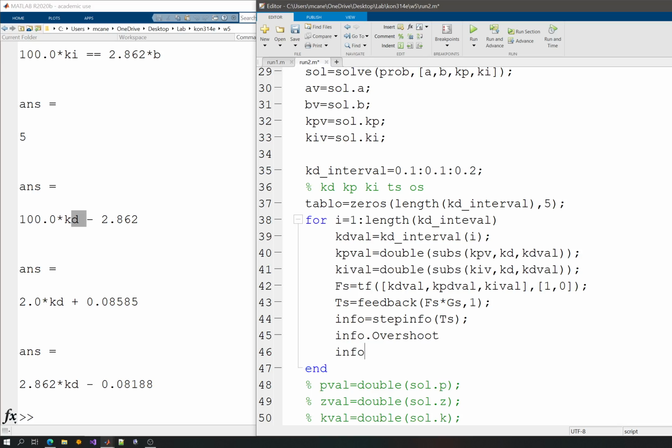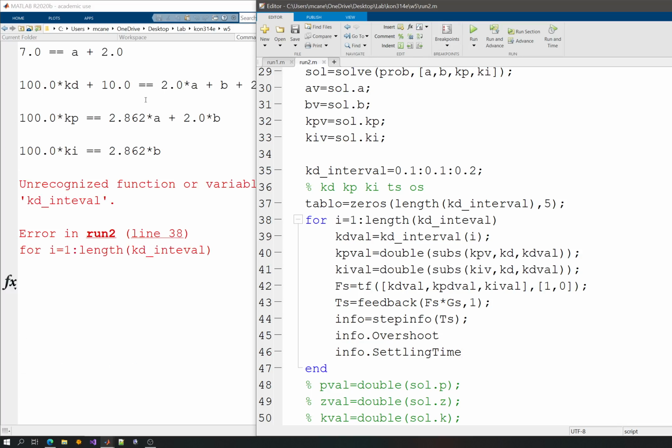and info.SettlingTime will give me the results here. Now, let's run this. I can see that, and we have some error. Why is that?